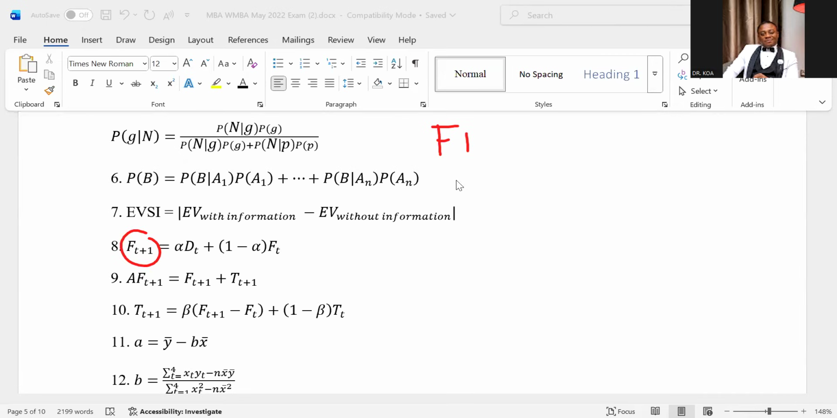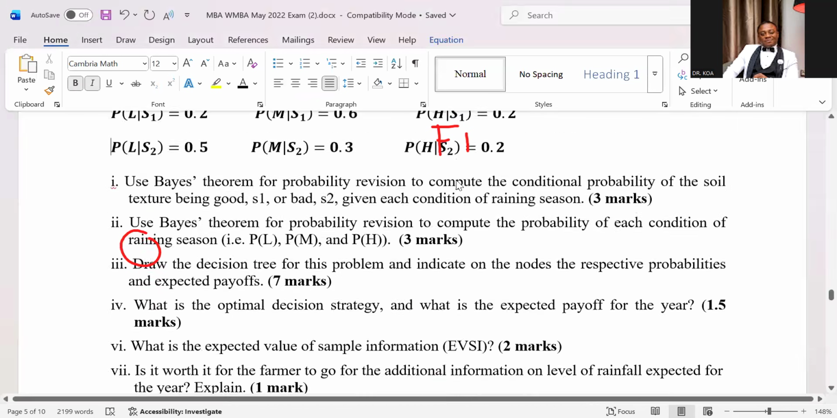F1 is equal to D1. What does that mean? Think small. It means that if you don't have to calculate for current forecast, use current demand, whatever number that is for the current forecast. Now let's go to the question and see the current demand.